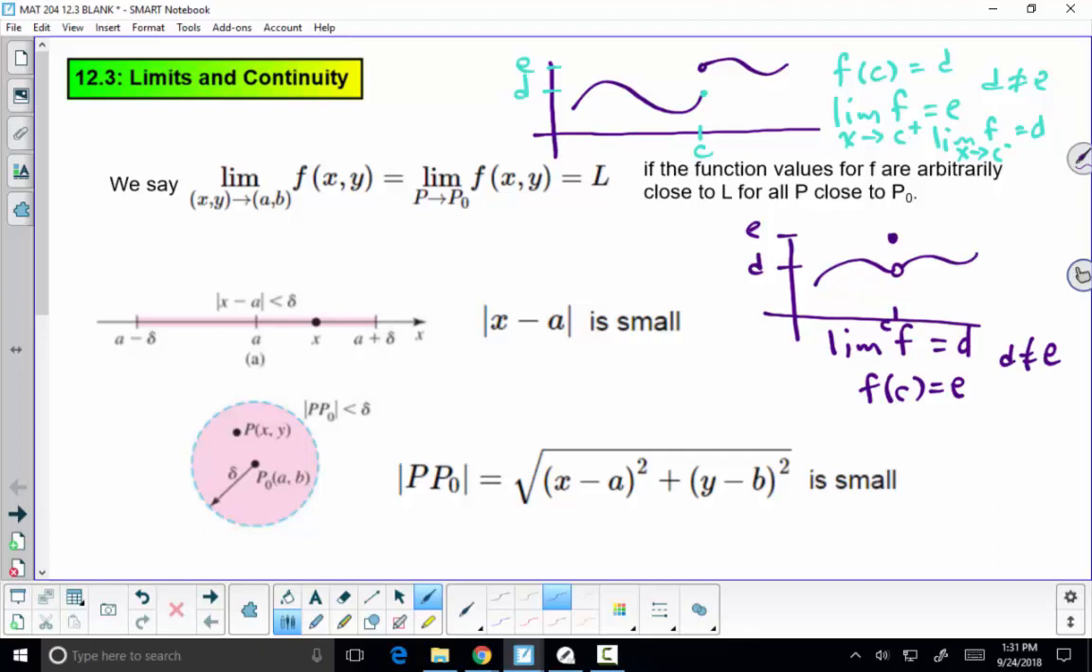In the top one, it's not continuous because the limit doesn't even exist. And in the bottom one, it's not continuous because the limit and the value are different. So limit and value are different. So that's one of the main things that we think of with limits. We think of continuity. And now that's a one variable case.